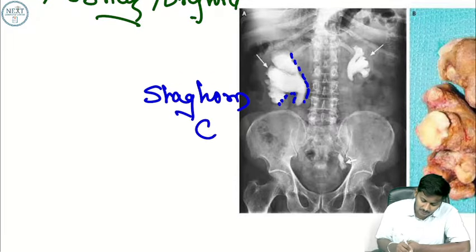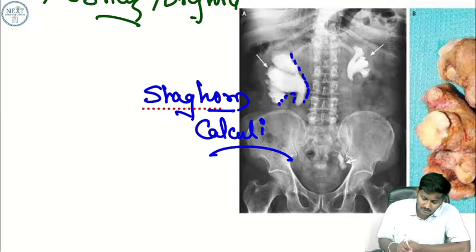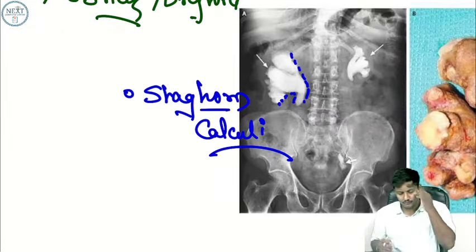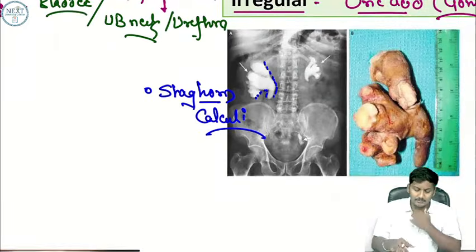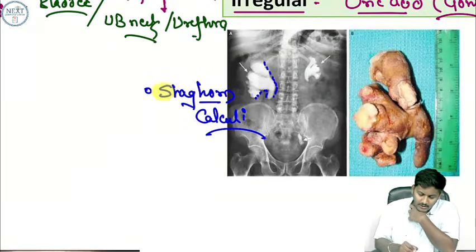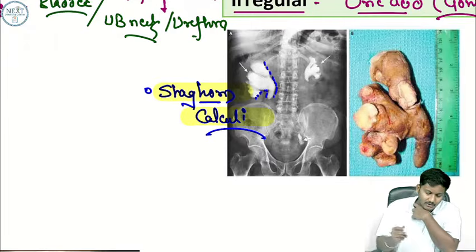Let me know in the chat box, bache, that Staghorn calculi is definitely which kind of renal stone or urinary stone, beta. Staghorn calculi will be which type of urinary stone. Which stone, when it grows very huge in size, will be called Staghorn calculi, bache. Let me know in the chat box. Which stone, when it grows very huge in size, is called Staghorn calculi. This is the picture of Staghorn calculi, beta.